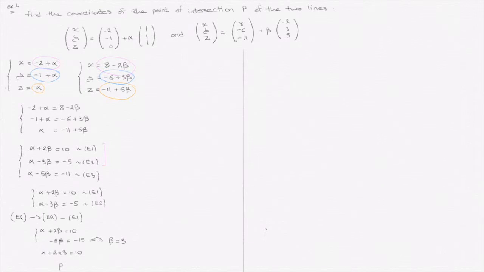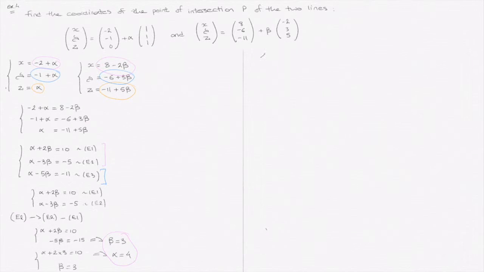Our first equation therefore becomes alpha plus 2 times 3 equals 10, and the second equation is still beta equals 3. And we quickly see here that this leads us to alpha equals 10 minus 6, so alpha equals 4. So those are our two potential values for alpha and beta. Now, as said previously, we turn to the third equation, equation 3, to check whether or not this solution is viable.